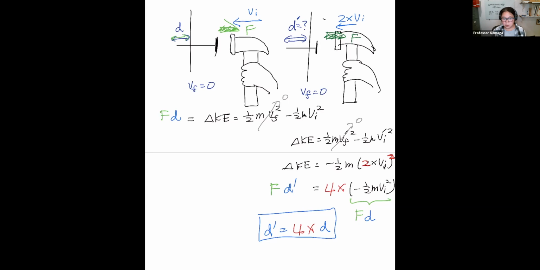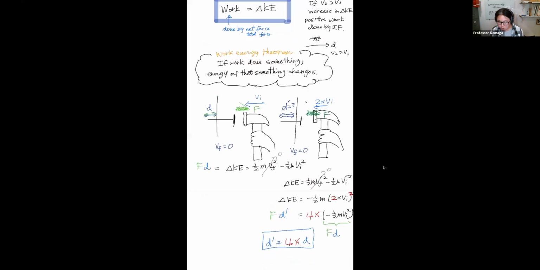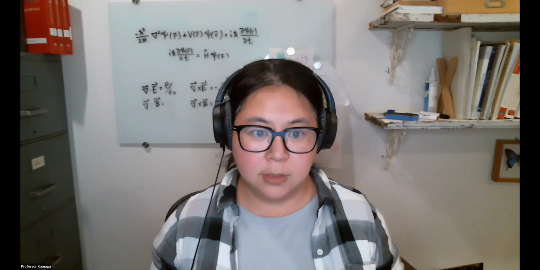This is how you can apply the work-energy theorem. The total work equals the change in kinetic energy, and kinetic energy is 1/2 mv squared. You might see other examples in class, but for now, this is it. Okay, I'm going to see you in the discussion.